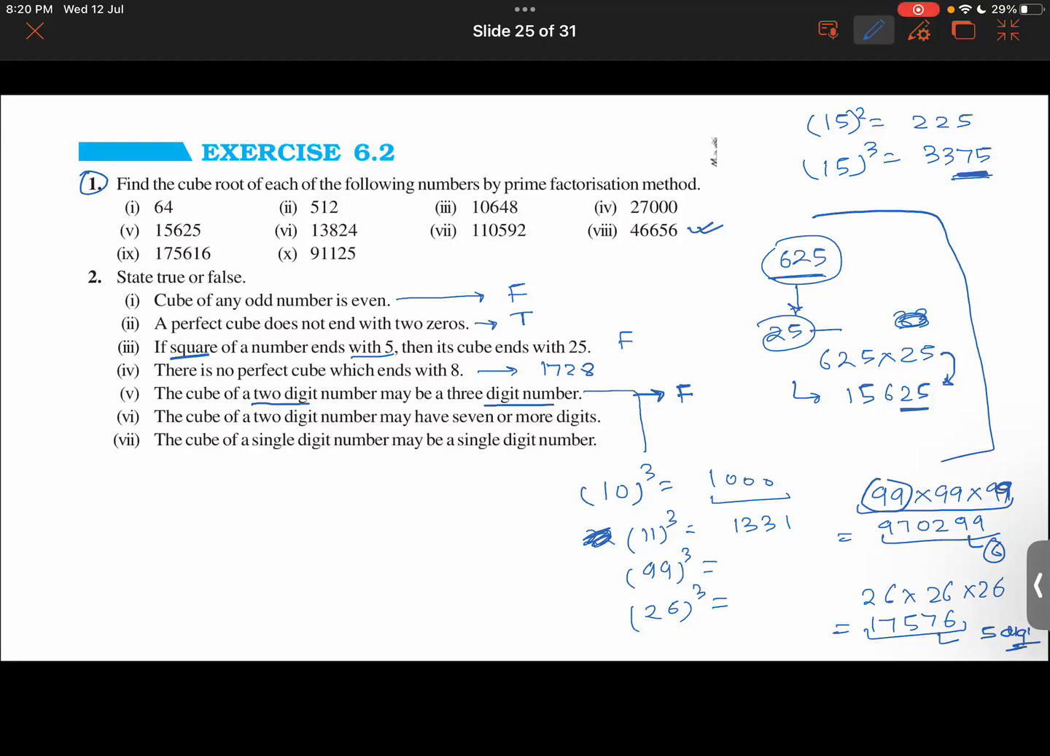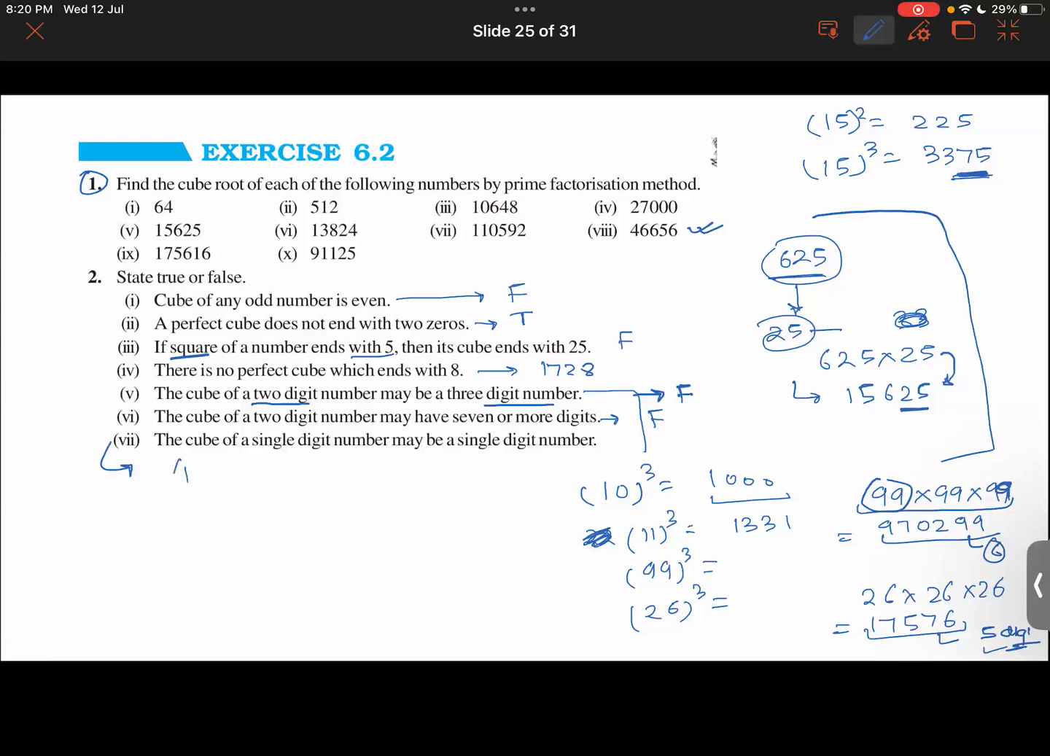So for both of them we find out that a possible number of digits in its cube will either be 5 or 6. So is the statement true or false? False, obviously. Okay, the last one, that is easy. What is the answer of the last one? It is true.